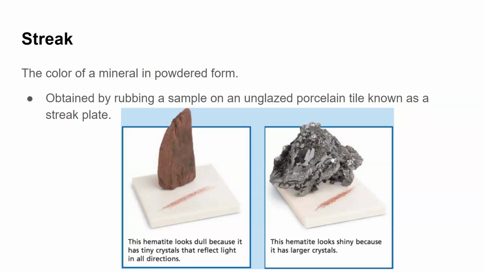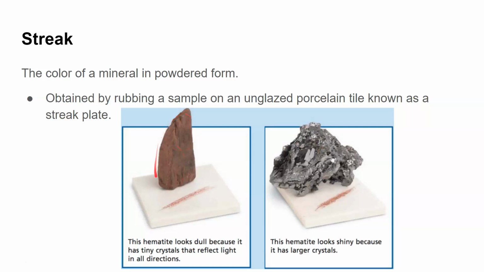Streak is the color of a mineral in its powdered form. And you determine the streak by rubbing a sample onto an unglazed porcelain tile, which is known as a streak plate. These are typically white or black, and you just pick up the mineral sample and drag it across the tile, much like you would drag a crayon across a piece of paper.